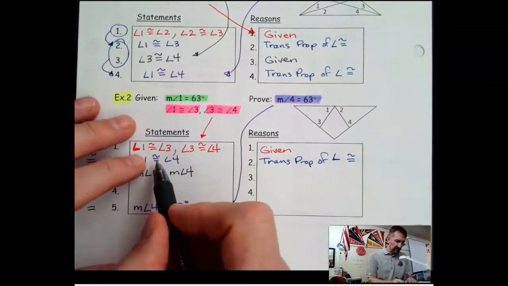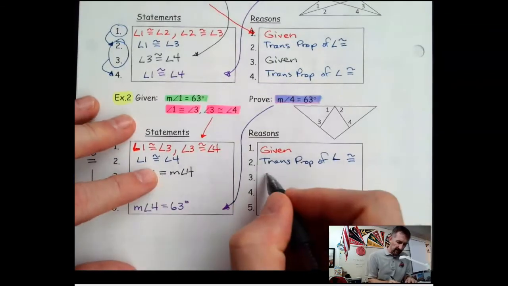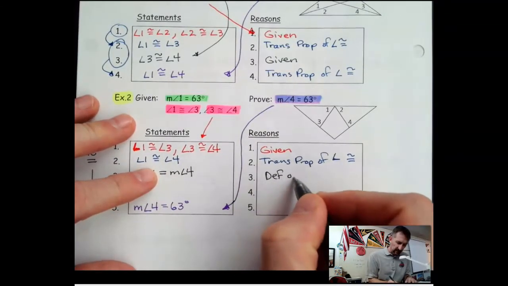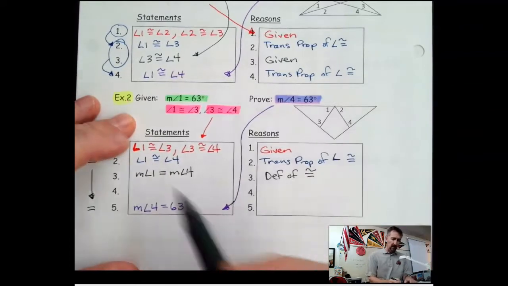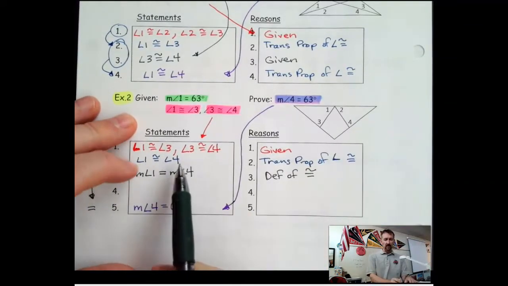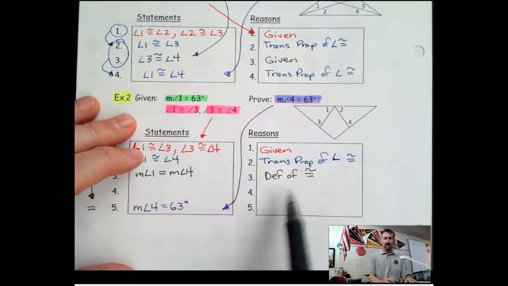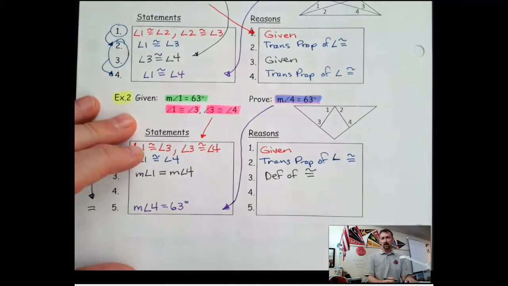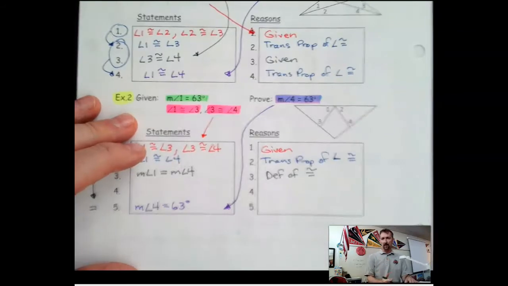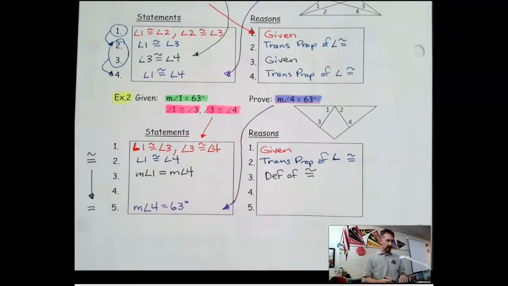Now, when you switch from congruence to equals, that's the definition of congruent. And that works either way. So if it's equal and we make it congruent, that's the definition of congruent also. Definitions are biconditional statements. It works either way. Okay?